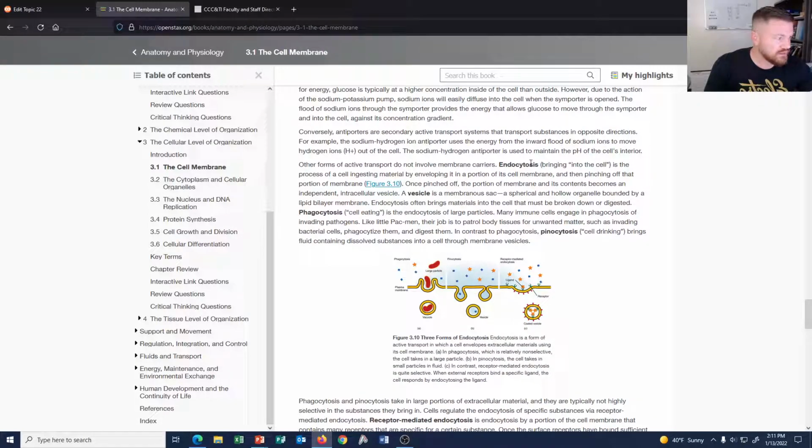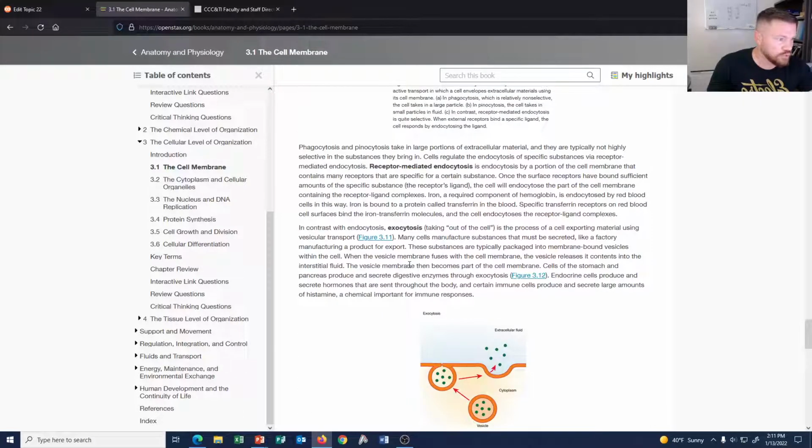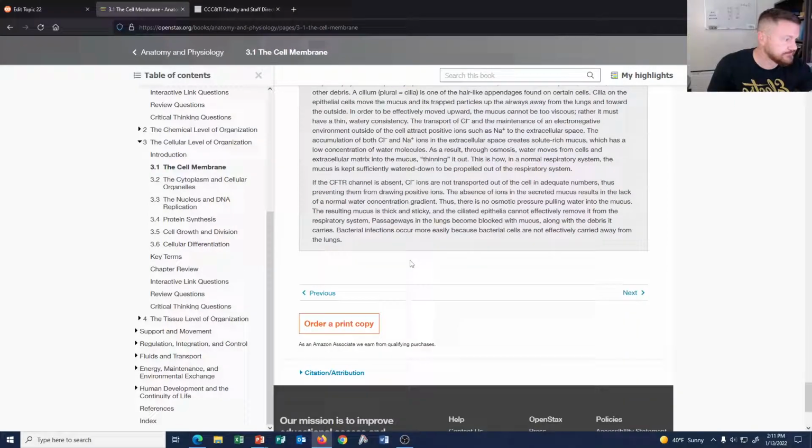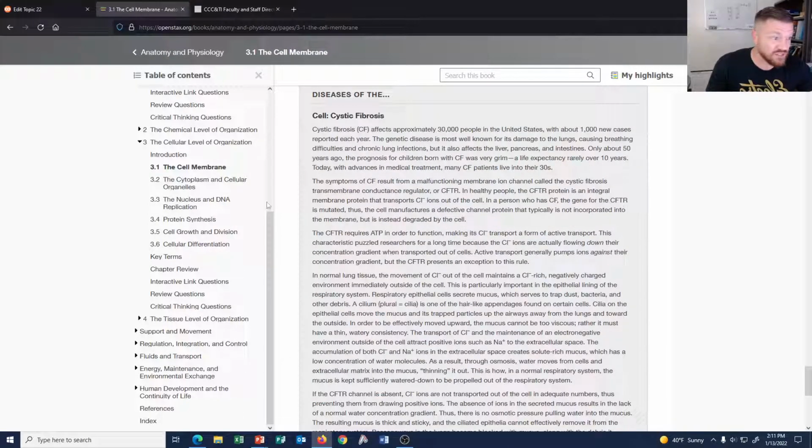You can also bring things into the cell, so endocytosis or phagocytosis. So endo means to bring things in. Phago means cell eat, right? Phagocytosis. Pinocytosis means cell drink, right? It's how cells will move water in, right? And that's all just membranes, right?